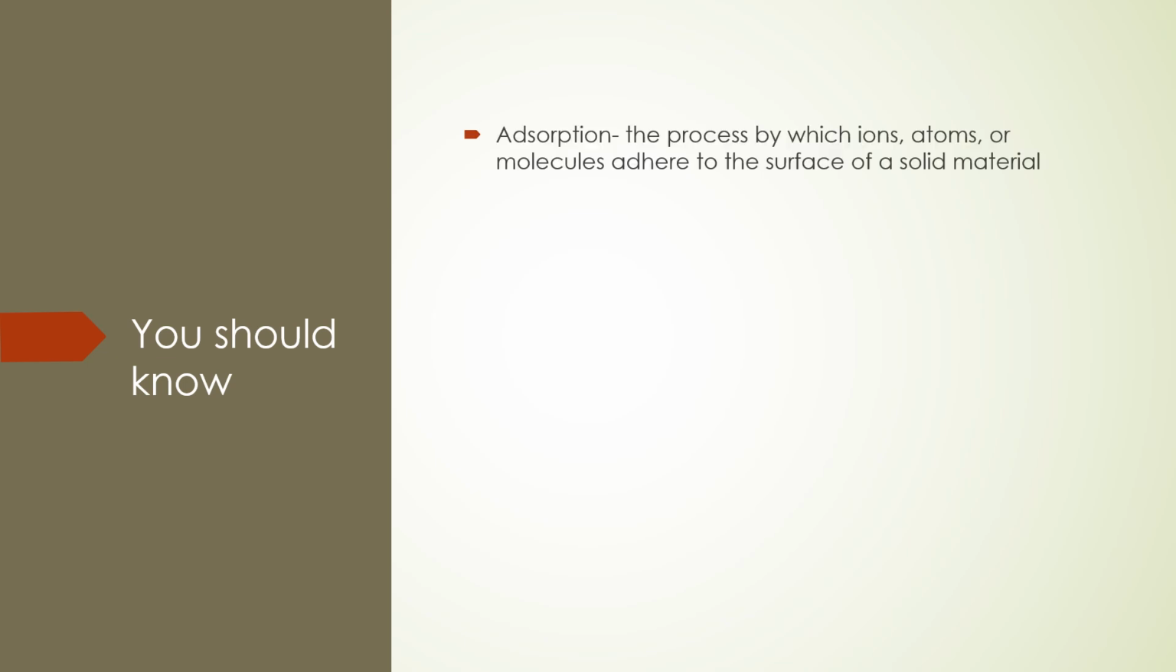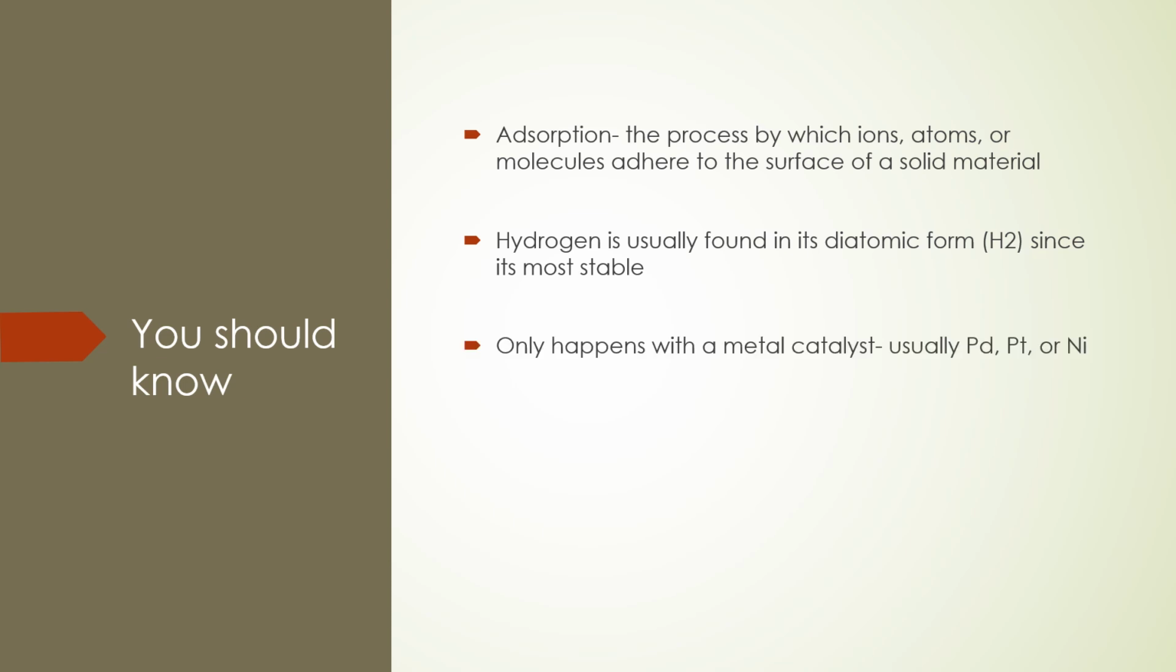Before we get into catalytic hydrogenation, you should know that absorption isn't the same as adsorption. Adsorption is a process by which atoms or molecules adhere to the surface of a solid material. Hydrogen is usually found in its diatomic form since it's the most stable that way. This reaction only happens with a metal catalyst, usually palladium, platinum, or nickel.